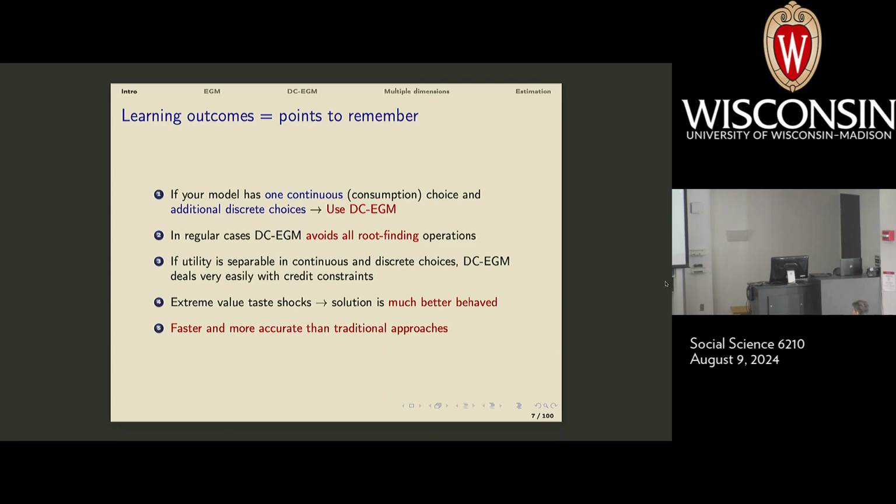Maybe you have a consumption savings model which you estimate or solve for many different situations, for each person in the population or something like that. You can do it because this is so fast and very precise. That's kind of like magic. The reason it's good is that it avoids all root finding operations.